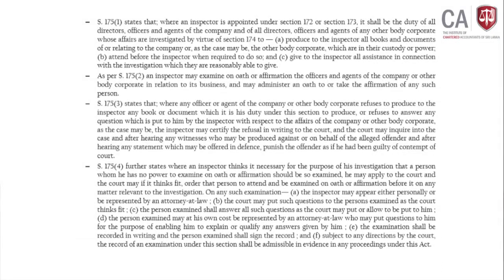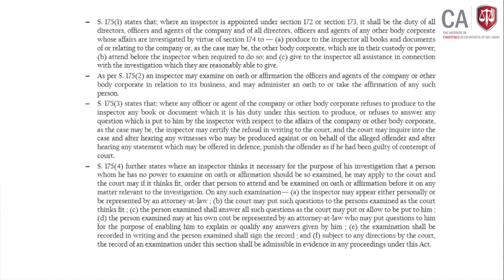Section 175(1) states that where an inspector is appointed under section 172 or 173, it shall be the duty of all directors, officers and agents of the company and of all directors, officers and agents of any other body corporate whose affairs are investigated by virtue of section 174 to produce to the inspector all the books and documents. So, the board, officers and agents of the company are obliged to produce to the inspector all books and documents of or relating to the company, or as the case may be, the other body corporate, which are in their custody or power, attend before the inspector when required to do so, and give to the inspector all assistance in connection with the investigation which they are reasonably able to give.